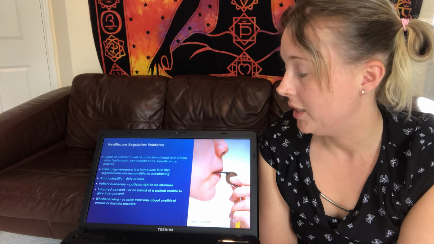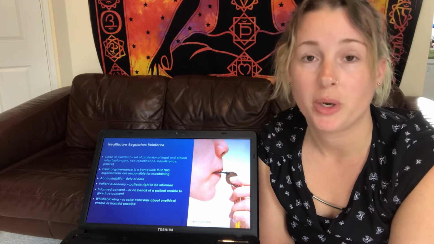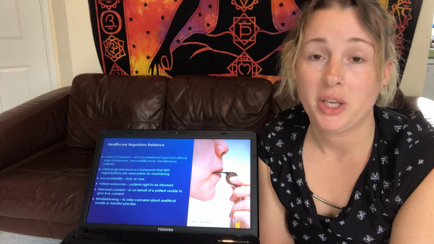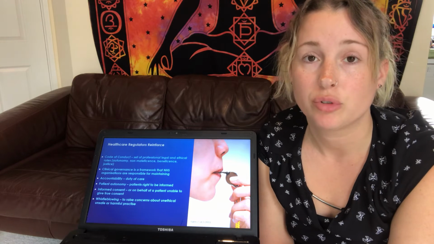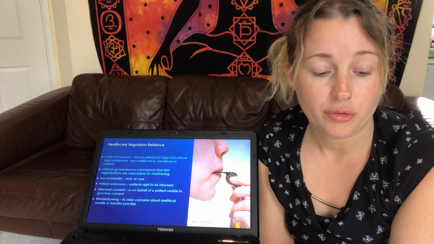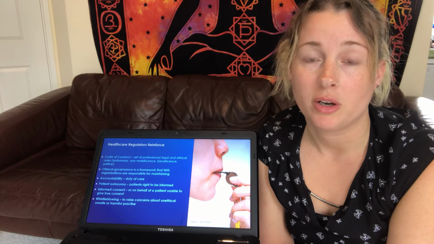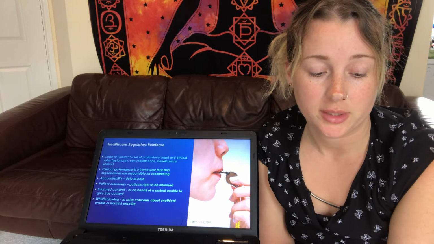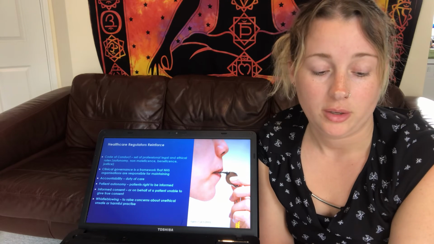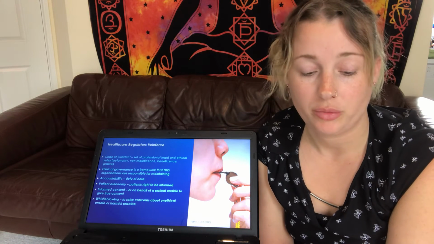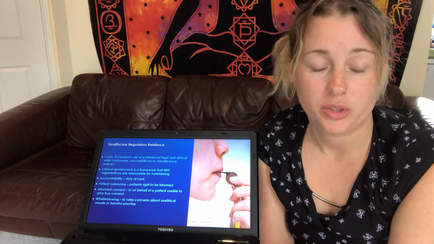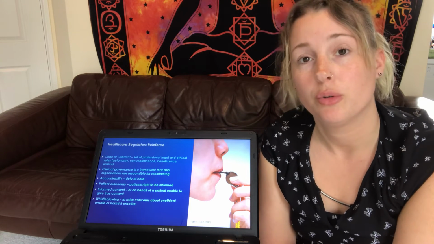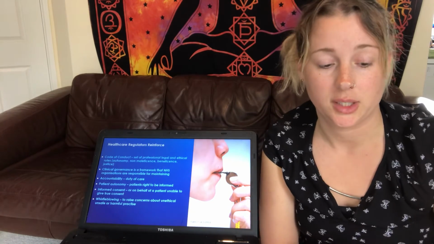Then we have accountability. Healthcare is governed by law and professionals have a duty of care. Patient autonomy, patients' right to be informed and to give true consent. Informed consent, so this is on behalf of yourself if you are able to consent, or on behalf of a patient or next of kin who's unable to give true consent. And then the whistleblowing, which is to raise concerns about unethical, unsafe or harmful practice.